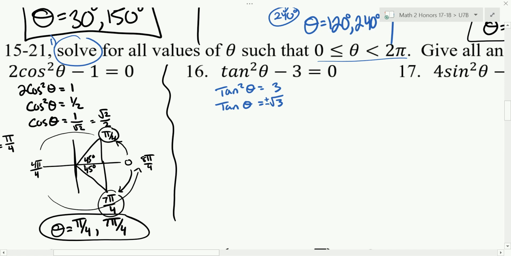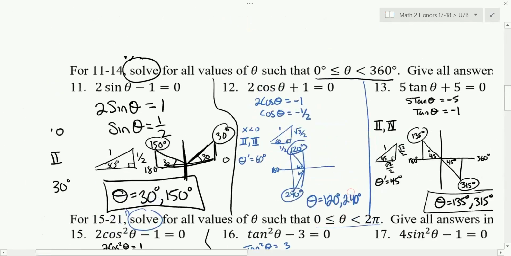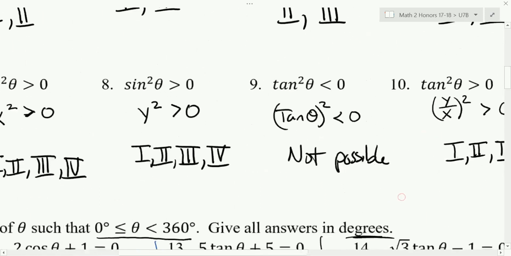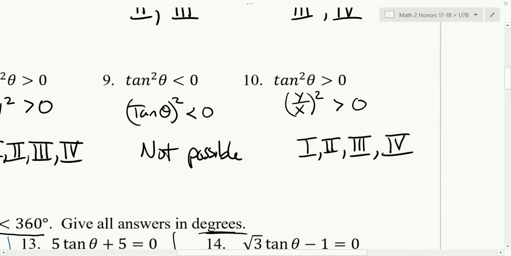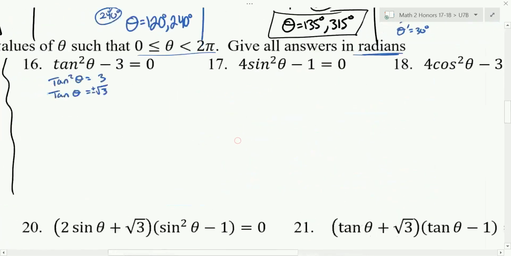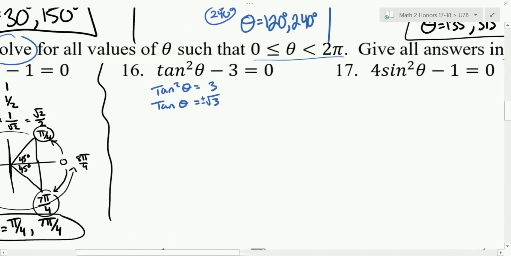Looking back, if tangent is positive or negative, or you could see number 10, if tangent squared is positive, this could happen in all 4 quadrants, and that's what we're working with here. We're going to have 4 answers, one from each quadrant.